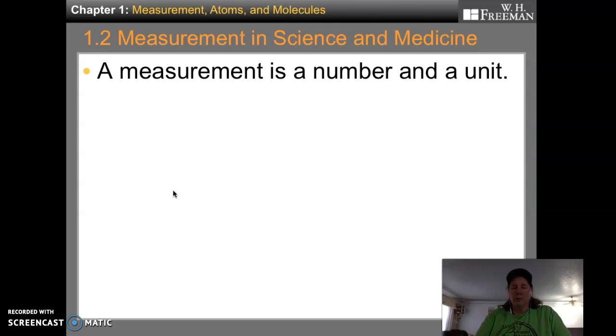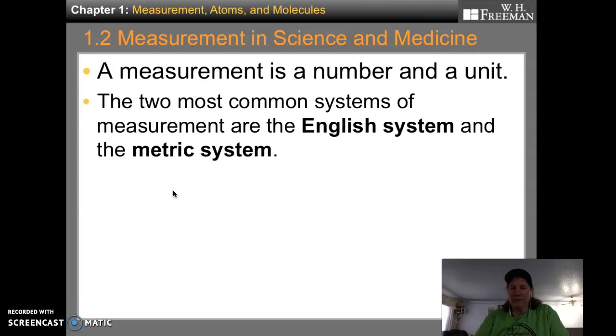Okay, so measurements in science: when you have a measurement, you have a number and you have a unit. If I just say there was 6, 6 what? 6 seconds, 6 hours, 6 millimeters. You need a unit so that it clarifies what you're talking about.